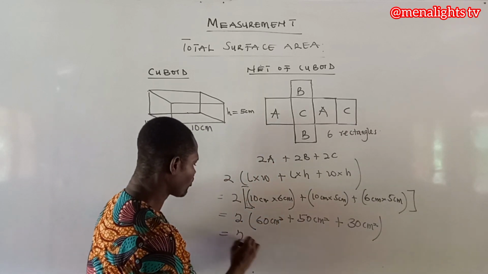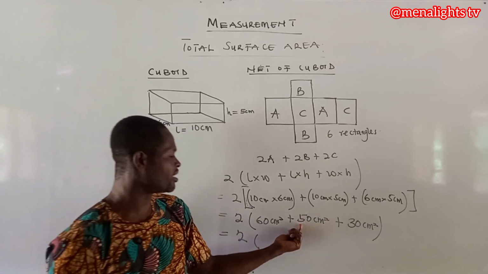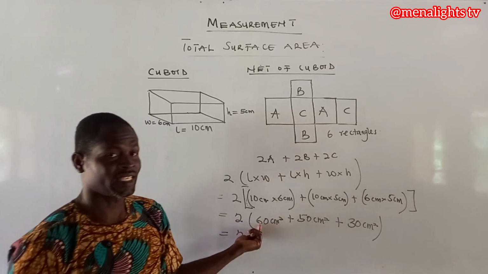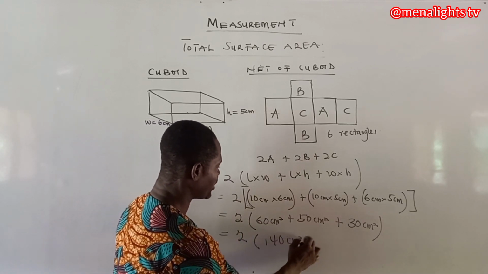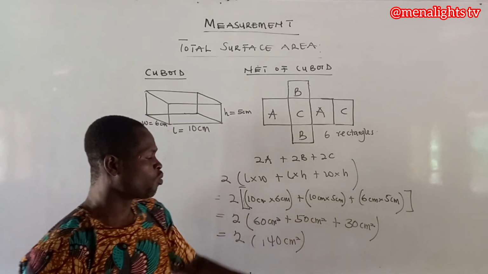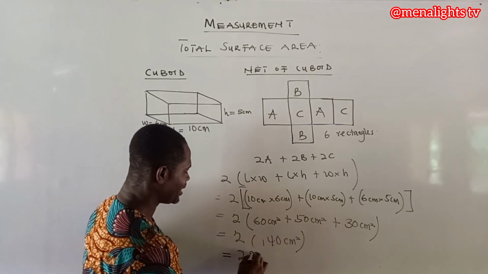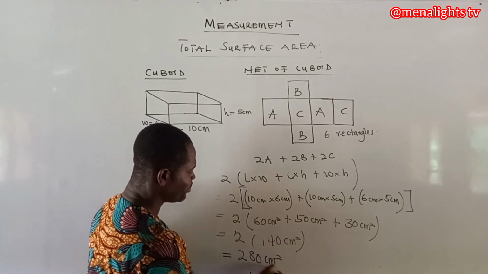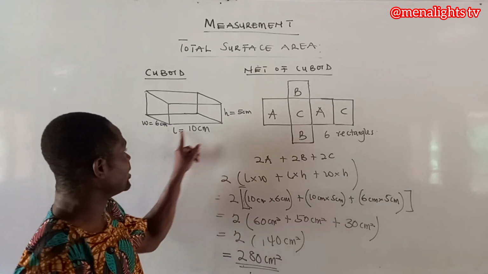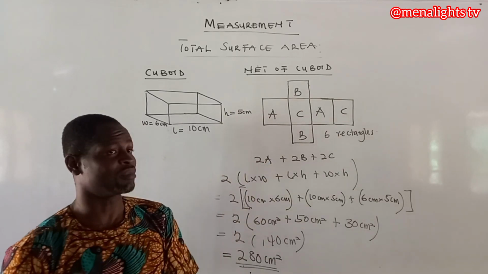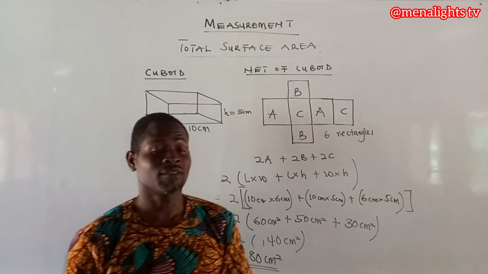So 30 plus 50 will give us 80. 80 plus 60 will give us 140. So we have the 140 centimeters squared. So 2 times 140 centimeters squared will give us 280 centimeters squared. That is the total surface area of a cuboid if the length is 10 centimeters, the height is 5 centimeters, and the width is 6 centimeters. Now we are going to look at volume.